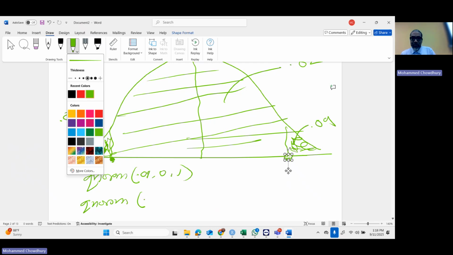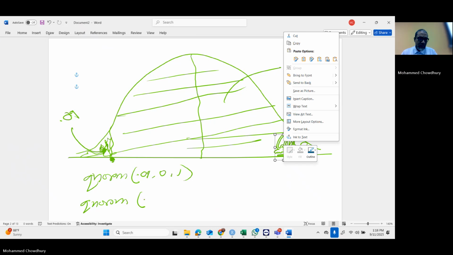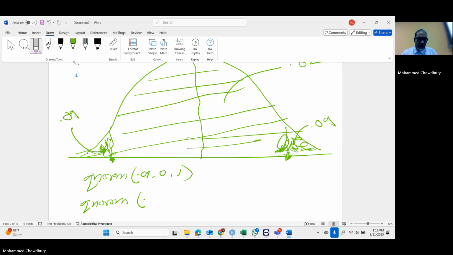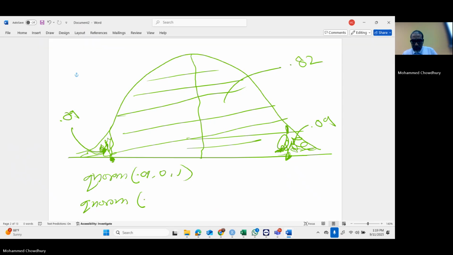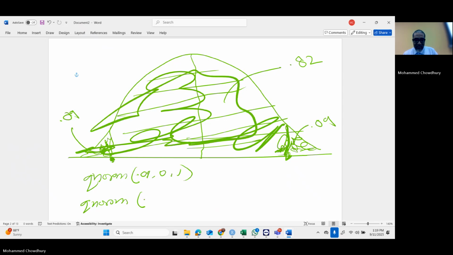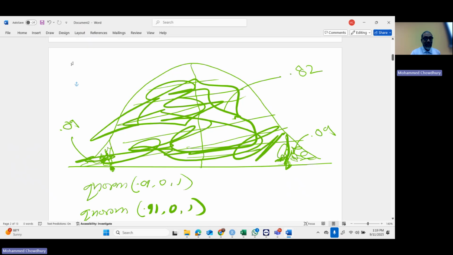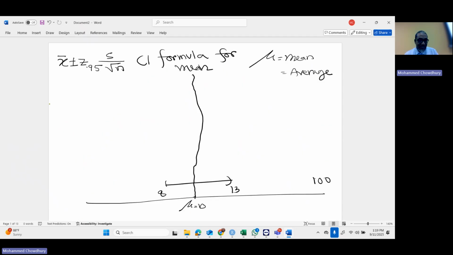So why did he say 0.91? Because 0.91 means this, all of this. Okay. So that means you have to put here 0.91, 0, 1. Understand? And why did you do this? Because you want to find this Z value, right?